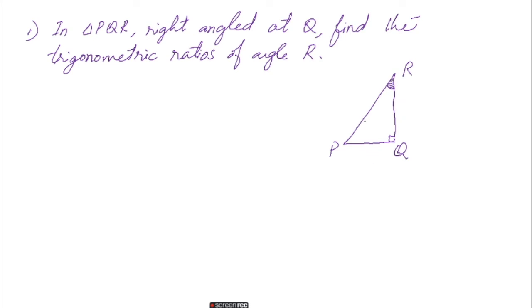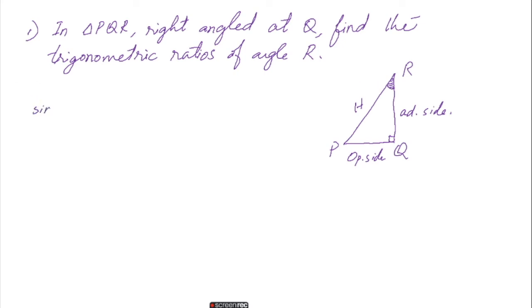At first, what you have to do is name the 3 sides. So first let us name the hypotenuse, which is PR. I will write H only for hypotenuse. And the opposite side, which here is PQ, and QR is the adjacent side. Now we have to find out all 6 trigonometric ratios of angle R.